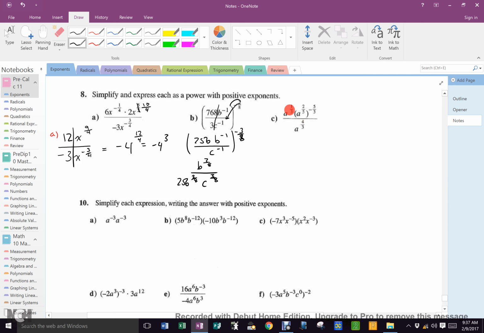And then over here, it's just combining all of your exponents. So that's got to multiply there. So the top is going to be a to the 1/3 and a to the negative 10/15 over a to the 4/3. Then you got to add that to get a to the negative 1/3 over a to the 4/3. And that gets you a to the negative 5/3, which gets you 1 over a to the 5/3.